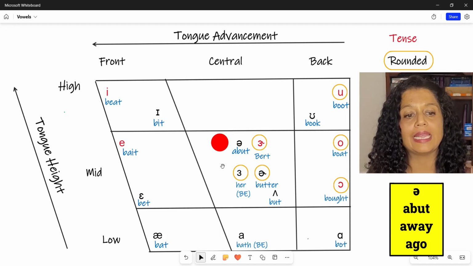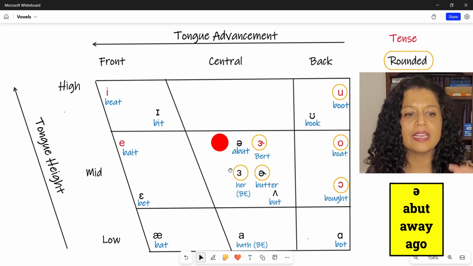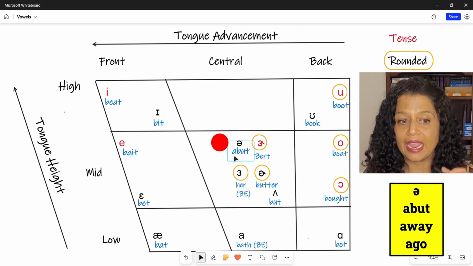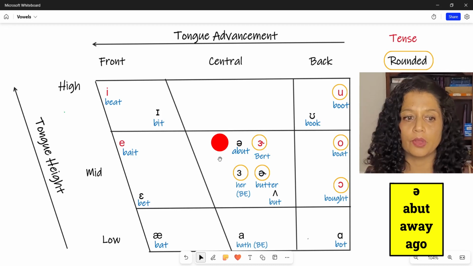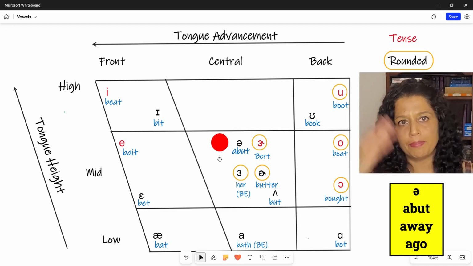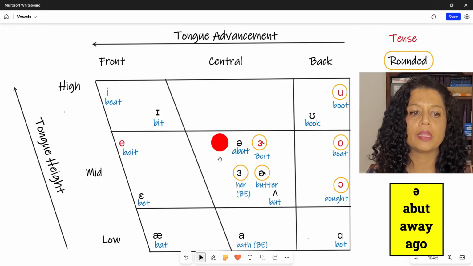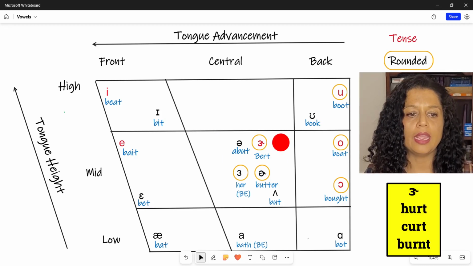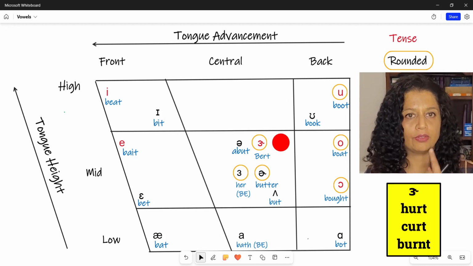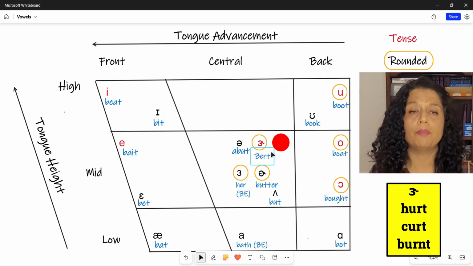So if you take a word like abut, which means to be adjoining something. Abut, that first letter A in there makes the schwa sound, okay? And it's that unstressed sound. So abut, it's very fast. Abut, okay? It's not tense. There's no lip rounding. The next one is the stressed R-colored sound. It is rounded. It is tense. It's used a lot in American English.